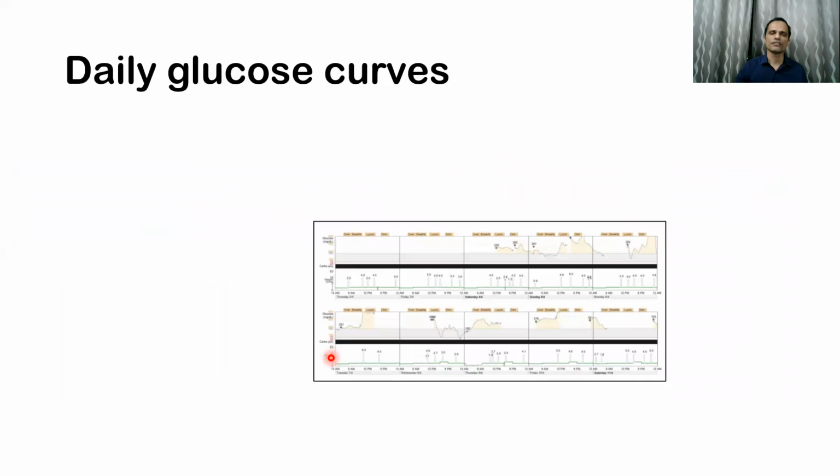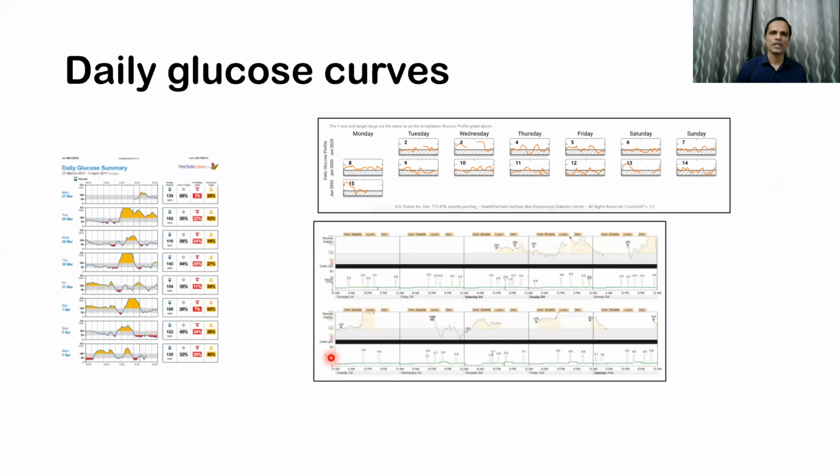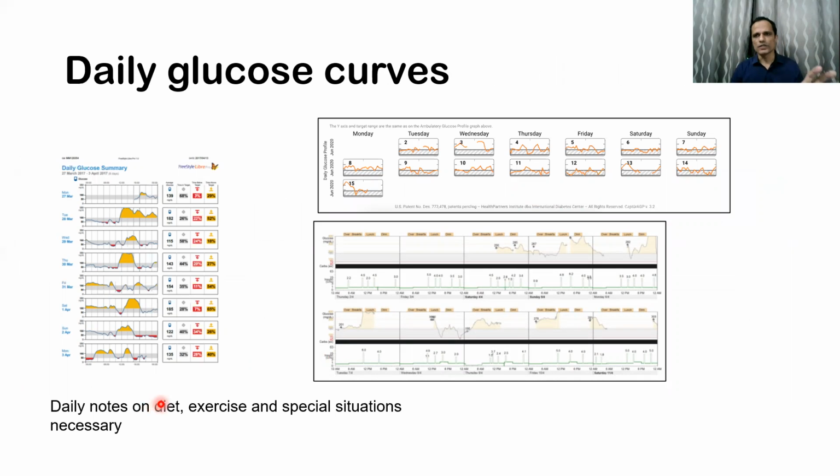The third component of the CGM report is the daily glucose curves. Now, whatever interpretation we make from the AGP, to analyze the causes of that, we need the help of daily glucose curves. And just having the curves is not enough. We need data on diet, exercise, and special situations to interpret the cause of these abnormal patterns. Also, we can compare weekdays versus weekends, or any special days like holidays or menstrual cycle, etc.